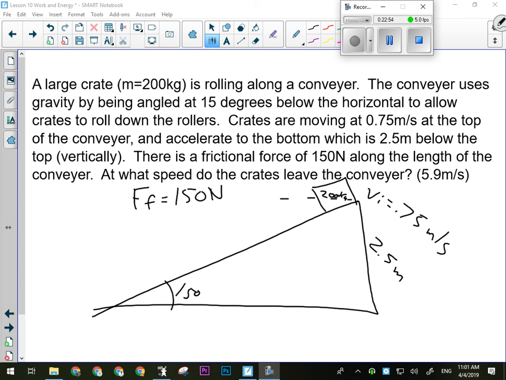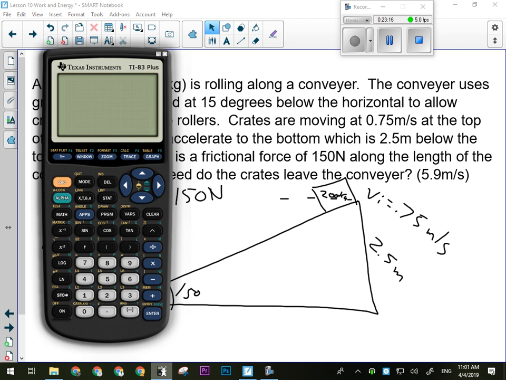The length of the ramp is the hypotenuse, and I have the opposite side and the angle. So that means that the sine of 15 equals 2.5 over the hypotenuse, which is the number I need. So I'm going to go 2.5 divided by the sine of 15 to get the hypotenuse, and that'll be my distance over which friction acts. So 2.5 divided by the sine of 15. Okay, so the ramp is 9.659 meters long.